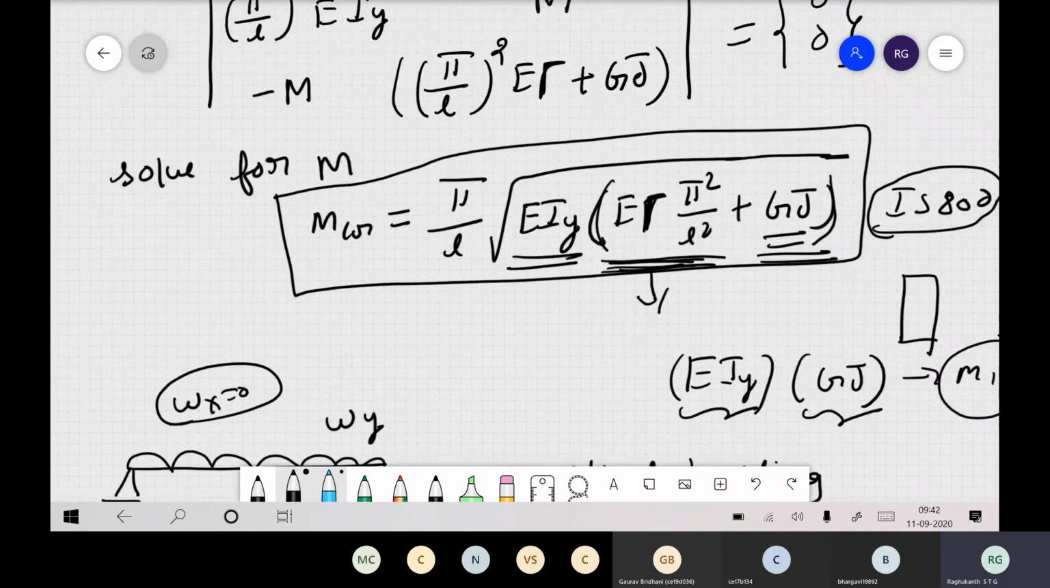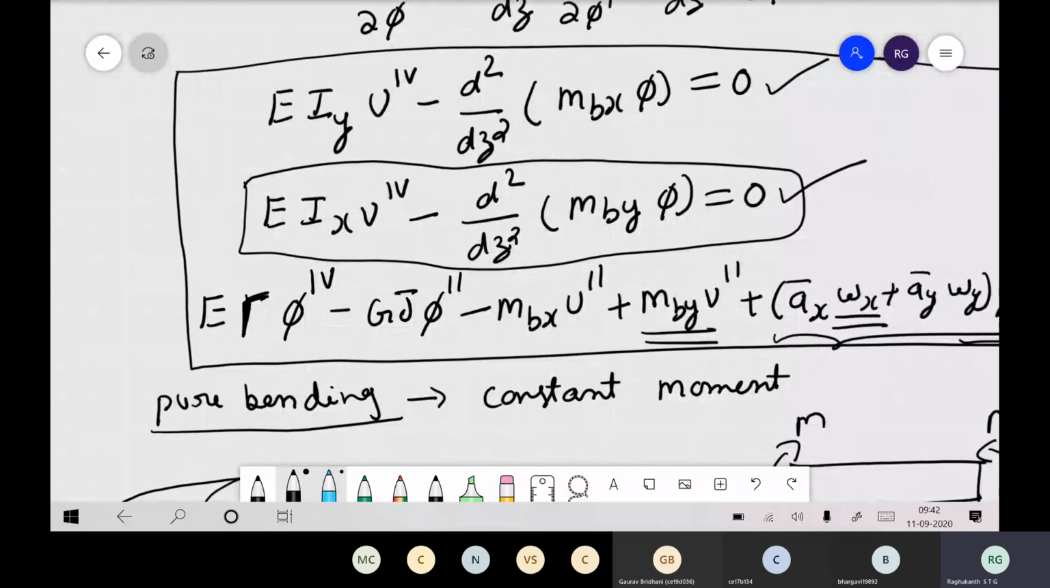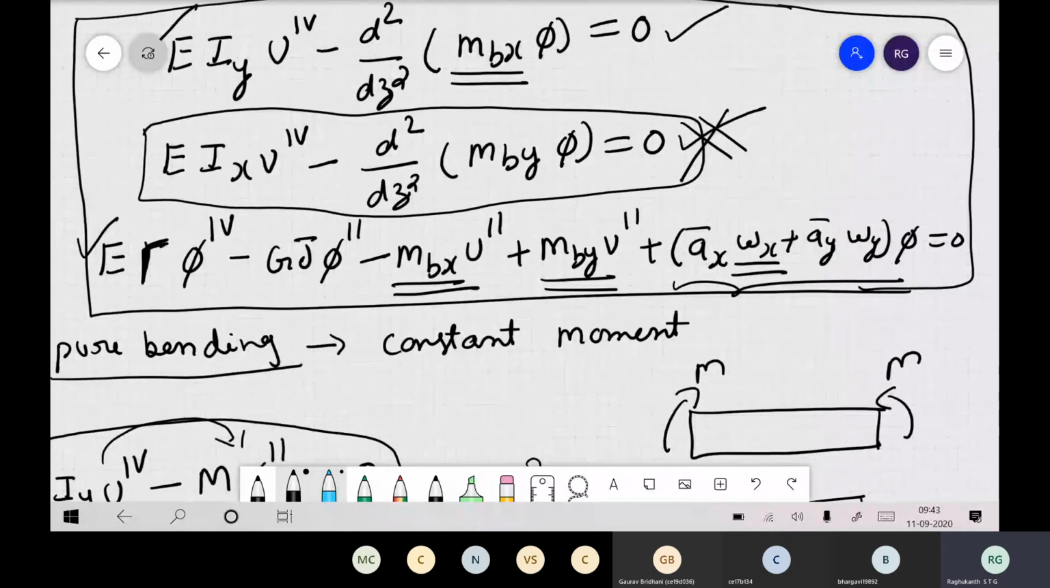When you ignore WX, WX is equal to 0, so automatically in these three equations, this goes away. So this is not there, and you have only this equation. But here, the problem is now you have to write the expression for bending moments. You have MBX here, then the bending moment here, and then you also will have this AY bar WY term, which also comes into the picture.